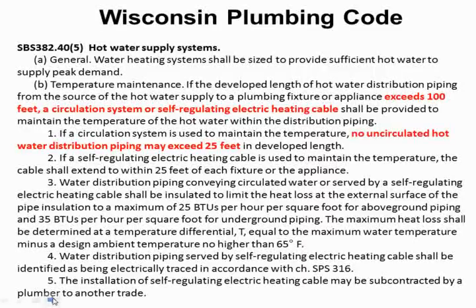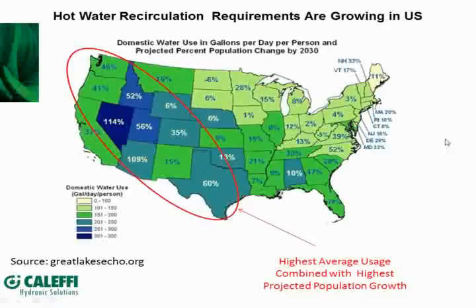And the issue of hot water recirculation has become more and more commonplace in North America. Here's the Wisconsin Building Plumbing Code that indicates either using electrical tape or hot water recirculation are the means required.